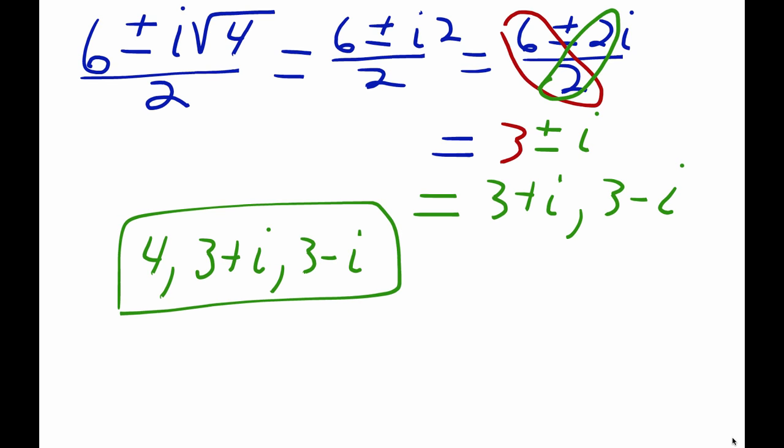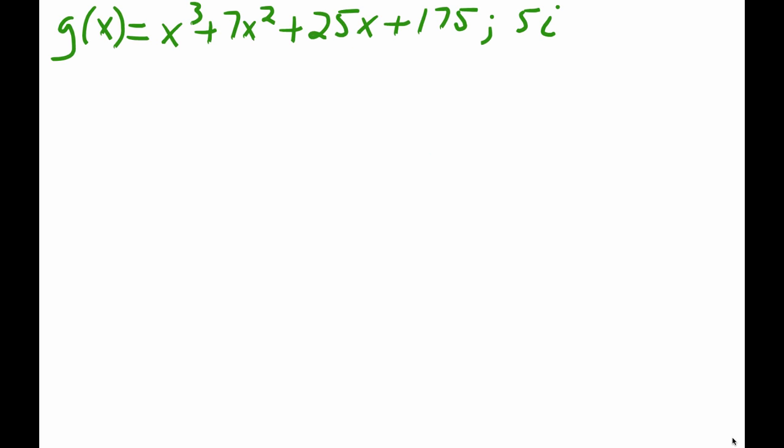And those are also, if I would write them in factored form, then it would be x minus 4, x minus 3 plus i, and x minus 3 minus i. So that's how they would be written as factors, but they don't want those written as factors. They just want us to find the zeros on there.